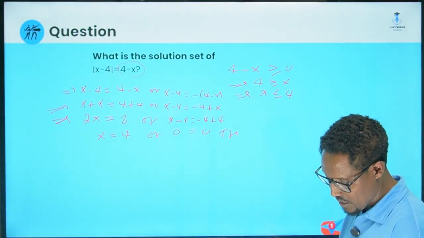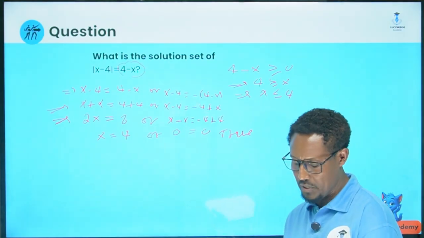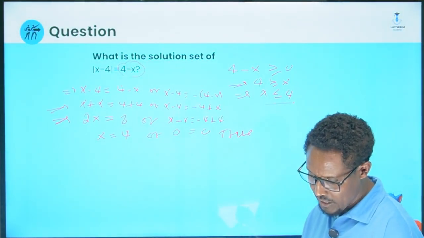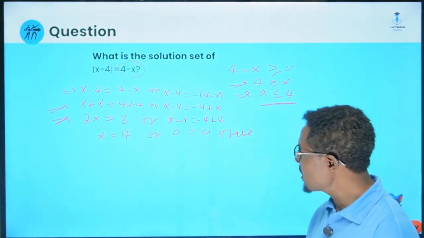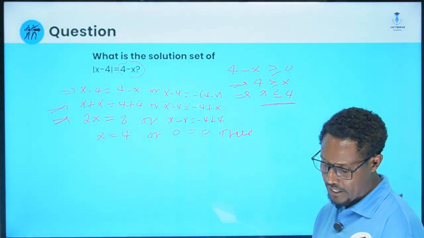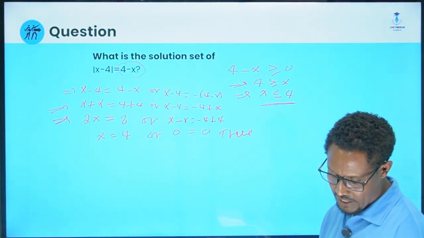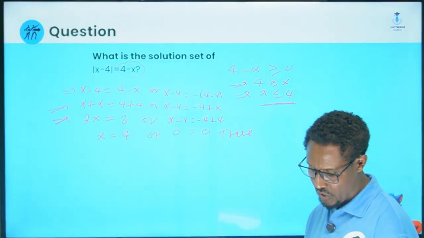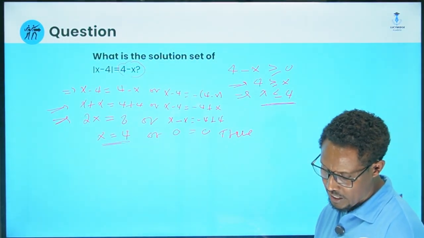True means for every value of x, this equation will be satisfied. But what is our x? Our x must be less than or equal to 4. Okay, this means the solution set. The solution set is every number less than or equal to 4. Okay, and again x is equal to 4 here.